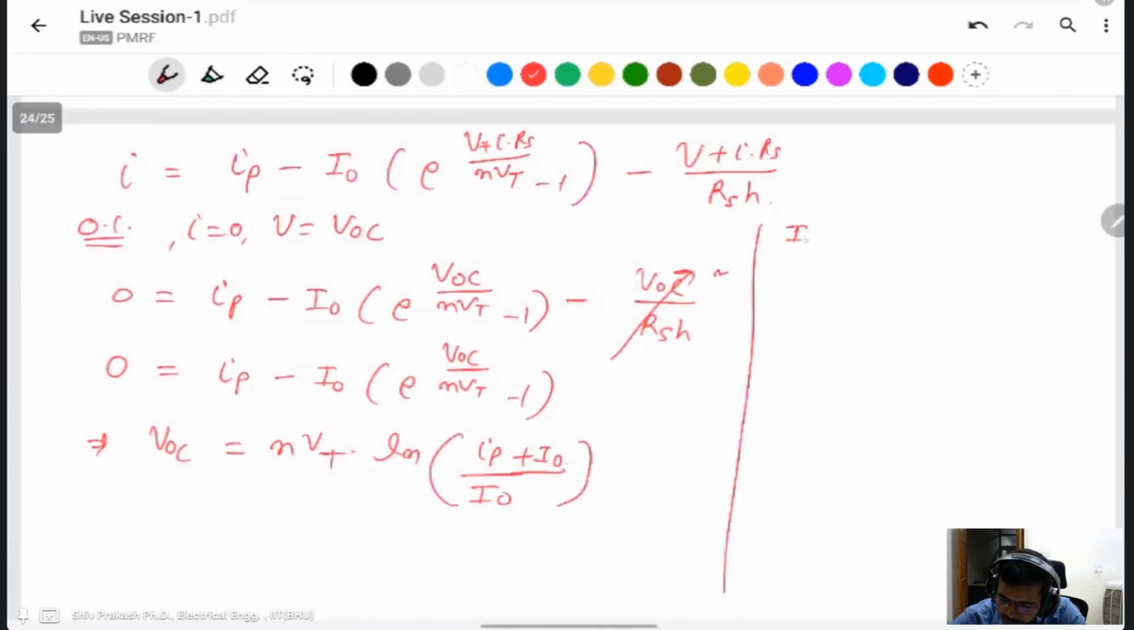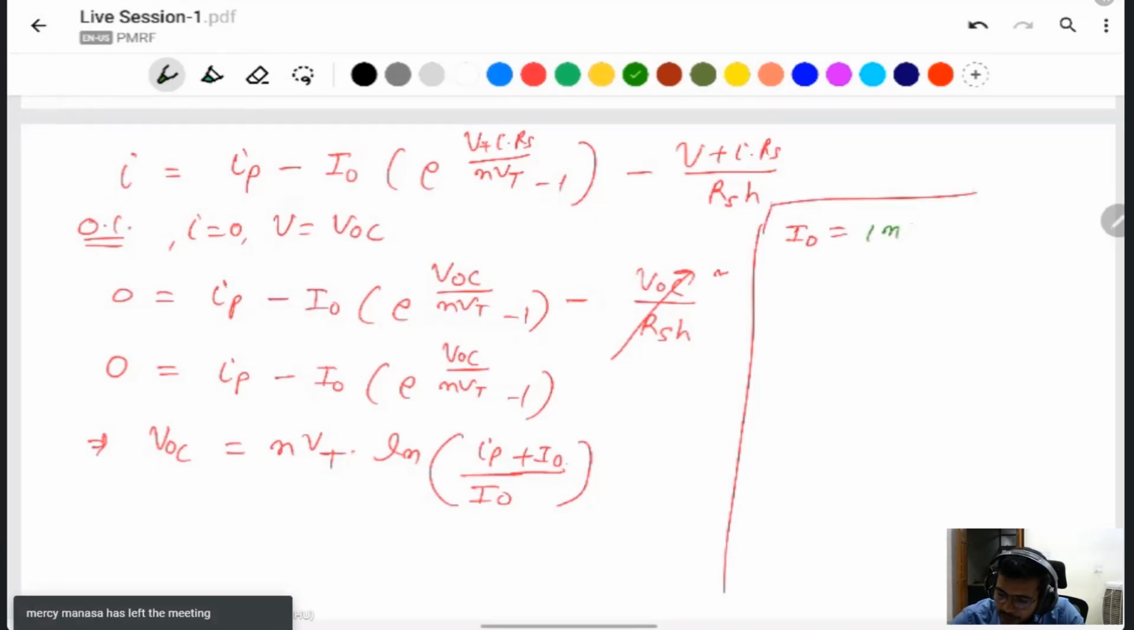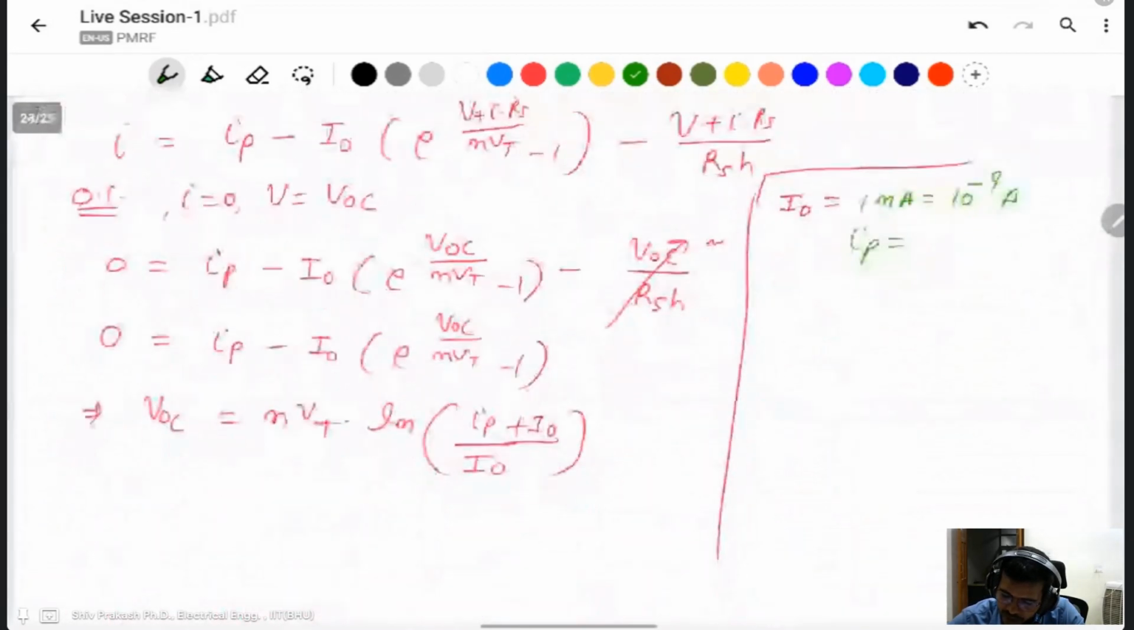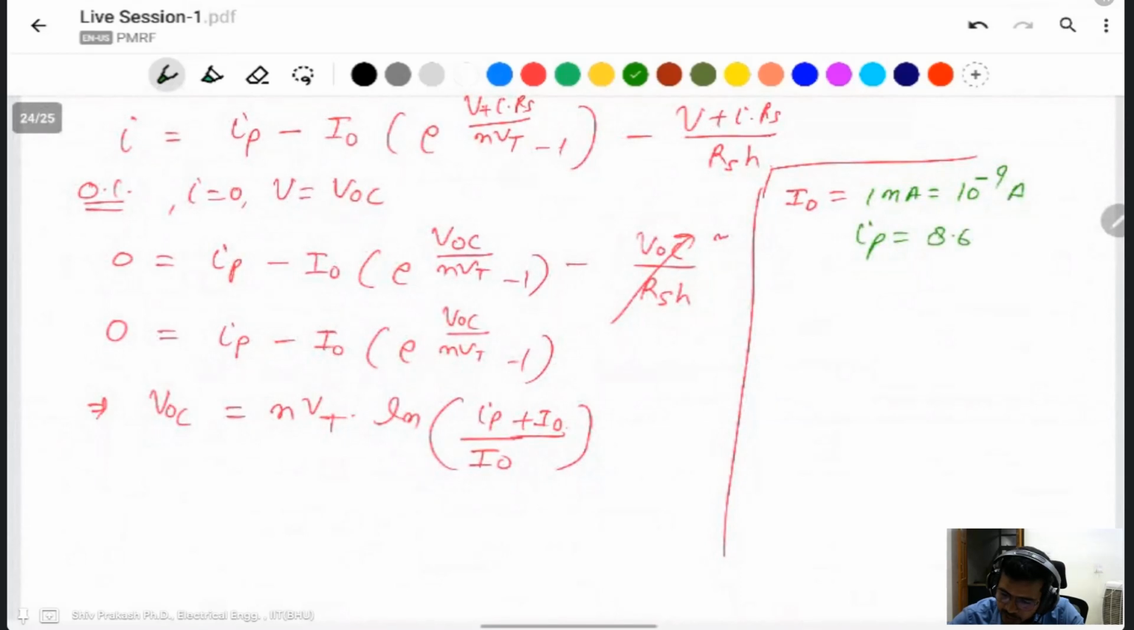I naught is given as 1 nano ampere, which means 10 to the power minus 9 ampere. IP is given as 8.6 ampere. Then what will be IP divided by I naught? It will be very high. That's why I say that I naught by I naught will be neglected.